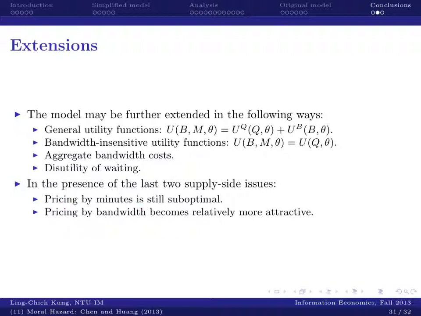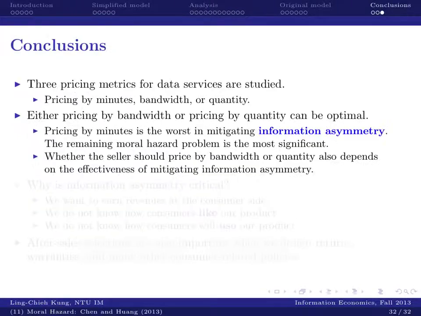Anyway, it is always the worst in dealing with moral hazard and adverse selection. And also, pricing by bandwidth will become relatively more attractive. Why? Because now pricing by bandwidth allows you to control for congestion and allows you to take care of bandwidth costs. That's why pricing by bandwidth, when there is a supply side issue, may become more attractive.